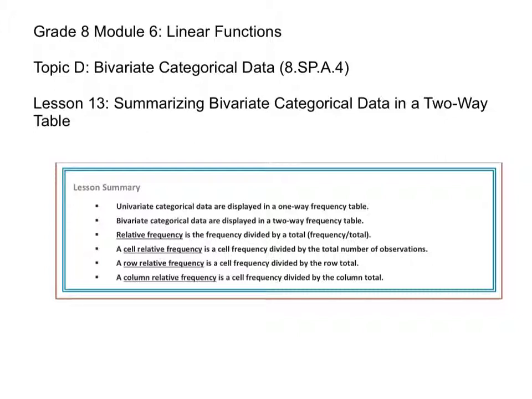A row relative frequency is a cell frequency divided by the row total. A column relative frequency is a cell frequency divided by the column total.